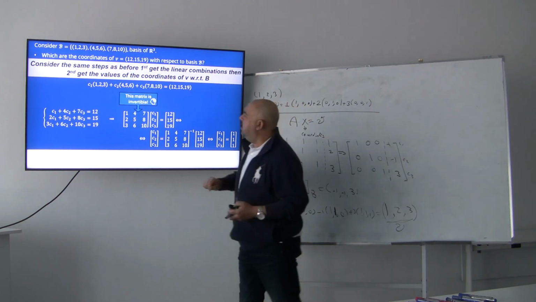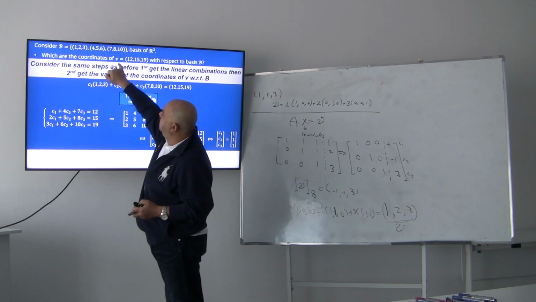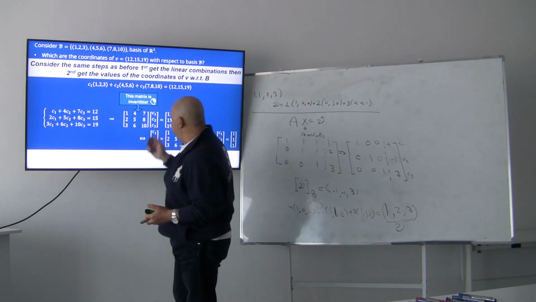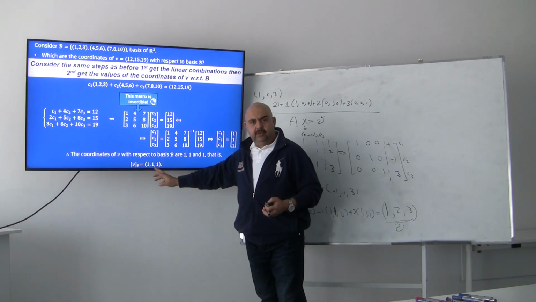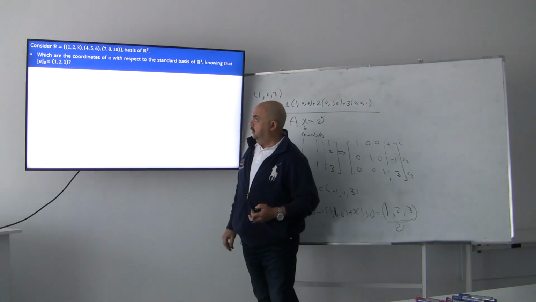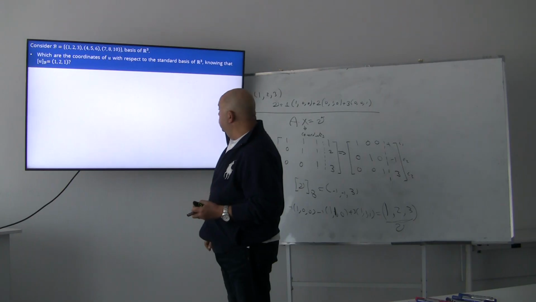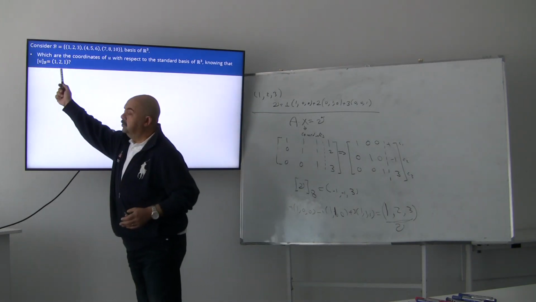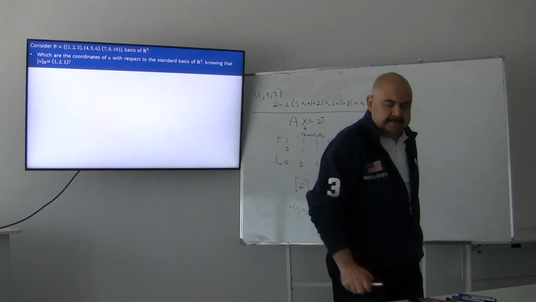So I can write now the vector V with respect to beta will equal (1, 1, 1), and this is the linear combination or the coordinates by which we can generate vector v. Also here, it's stating, what are the coordinates of u with respect to the standard basis of R3, knowing that these are the coordinates. And that's the matter that I want to focus on.